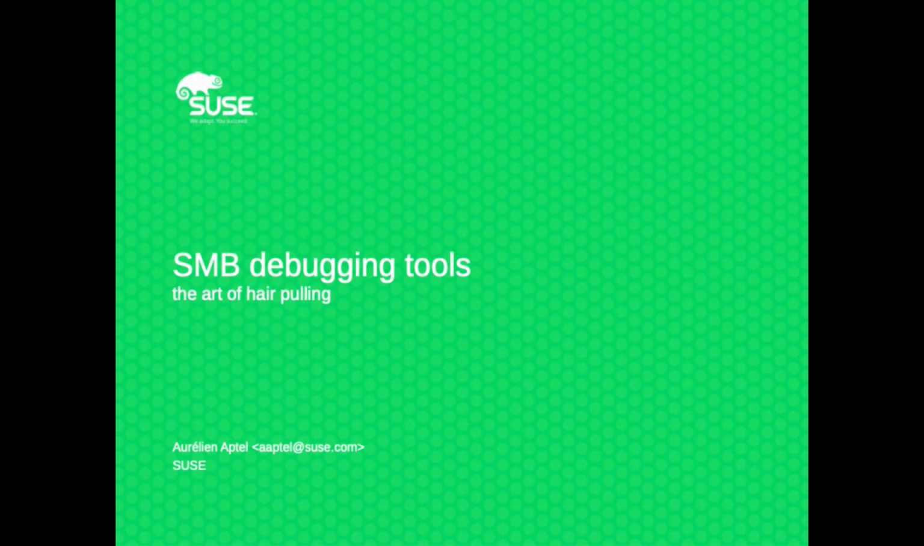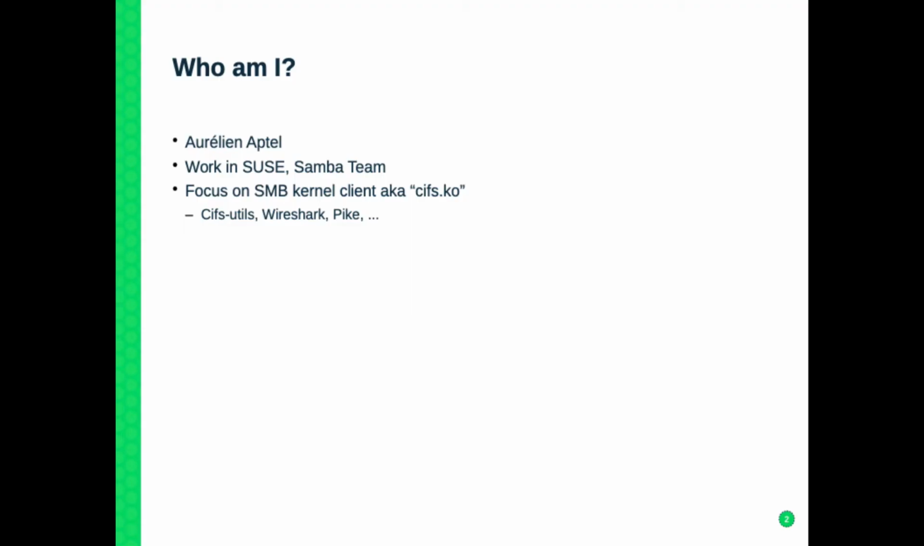So this talk is about SMB debugging tools, or how I like to call it, the art of hair pulling. So who am I? My name is Aurélien Aptel. I work at SUSE in the Samba team. I mostly focus on the SMB kernel client these days, but I also touch on other projects, so cifs-utils, Wireshark, Pike, SMB related things usually.